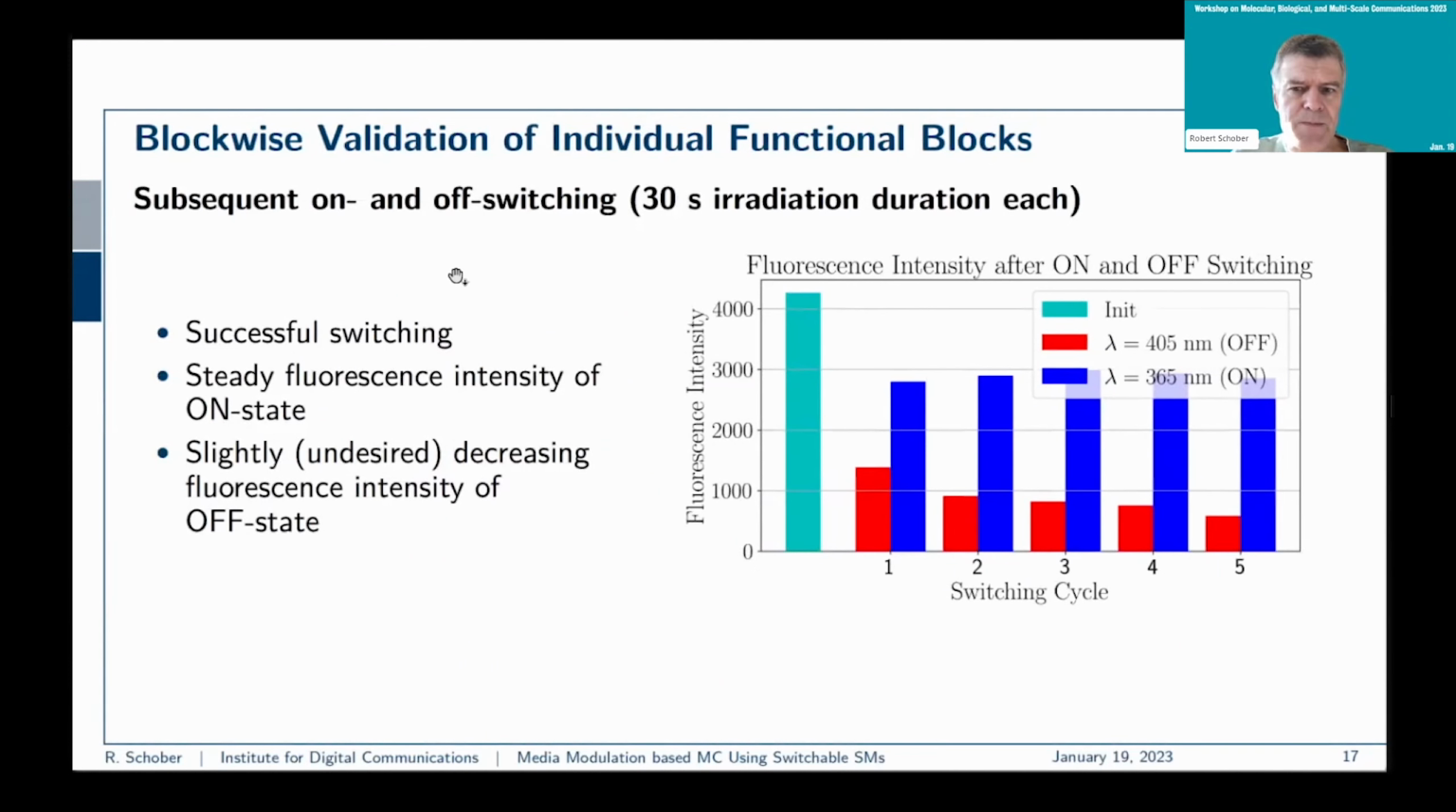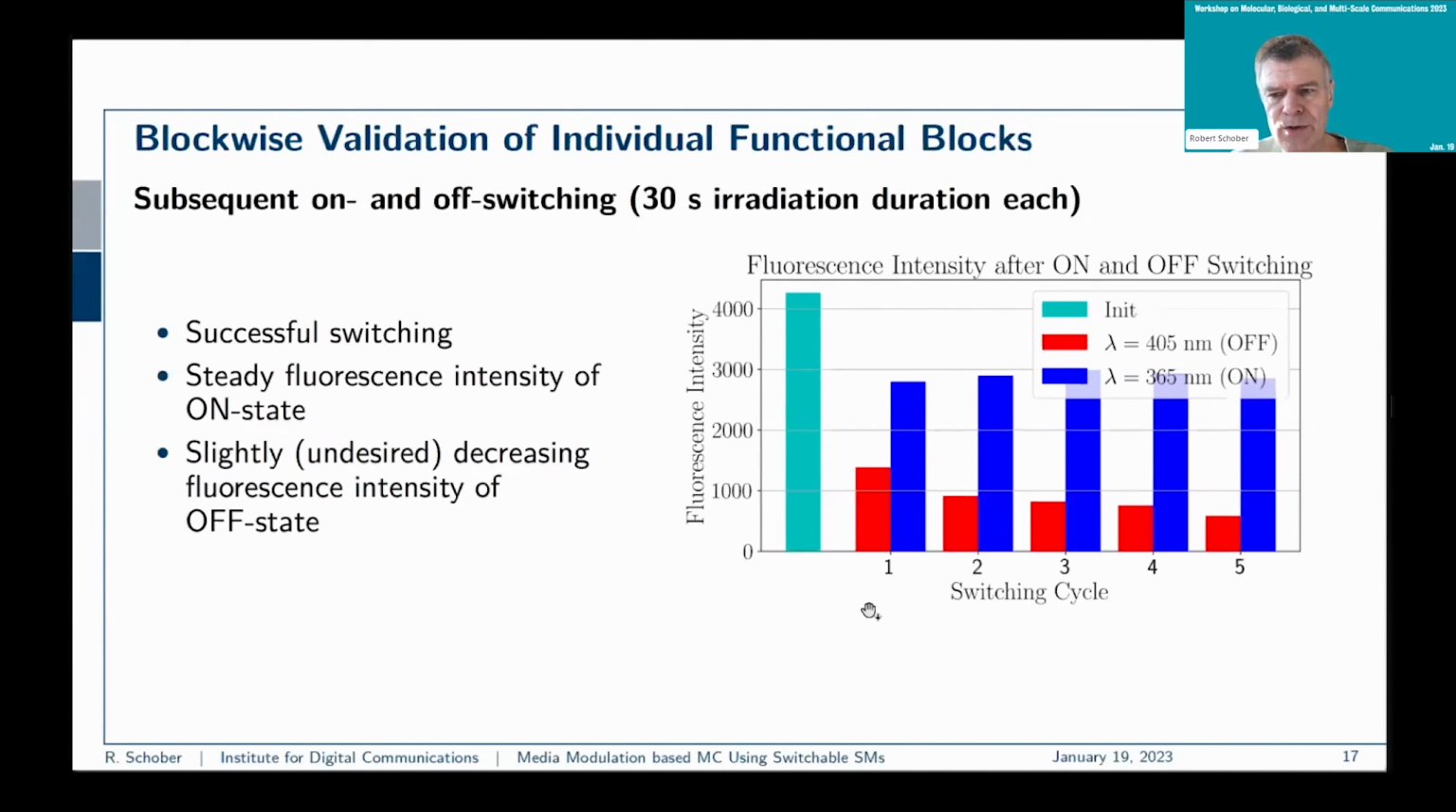So we did first measurements with this GFP. In particular, we measured the fluorescence intensity. And in this figure, what you see is the first bar is for the initial measurement, so before these GFPs have ever been switched. And you can see there the fluorescence is the highest compared to the other cases. And then the other bars are after switching cycles.